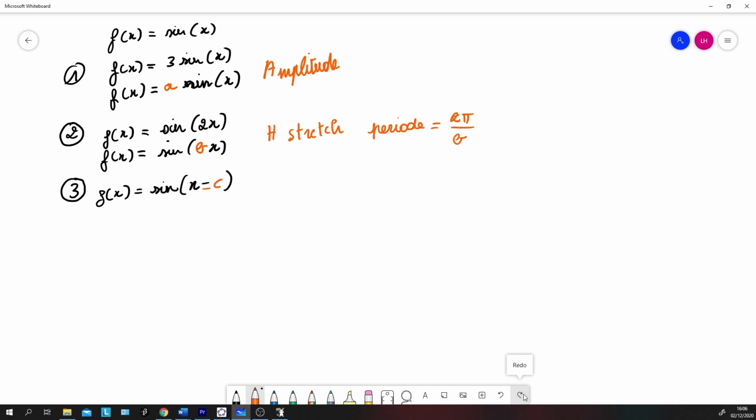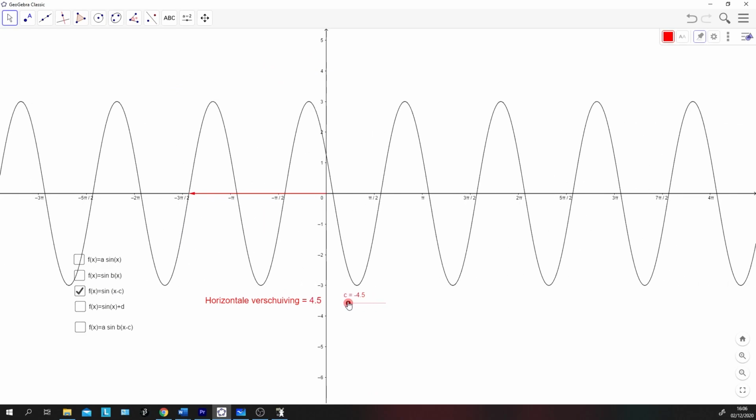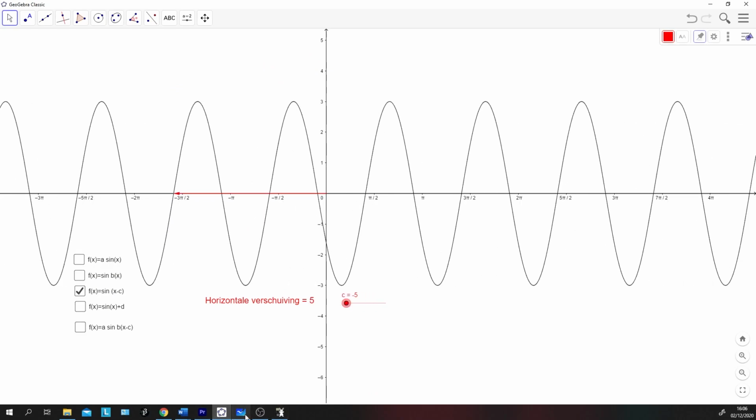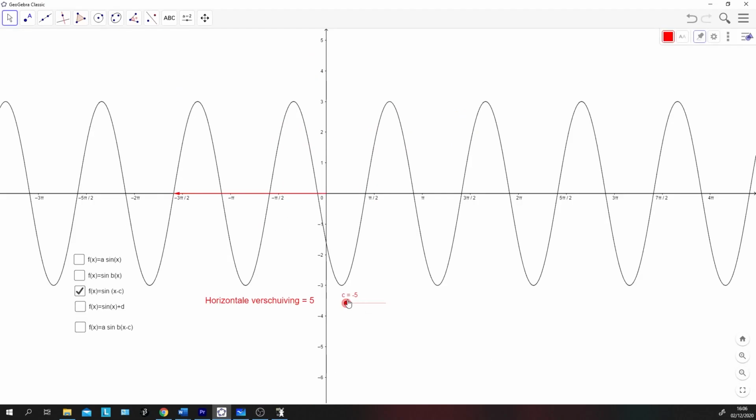For example, if we add 5 to x, we get f(x) = sin(x + 5). Here our c is negative 5. We see that our graph goes to the left because the c is negative. In another example, if we subtract 2 from x, we get the function f(x) = sin(x - 2). Our c is positive, so our graph goes to the right.